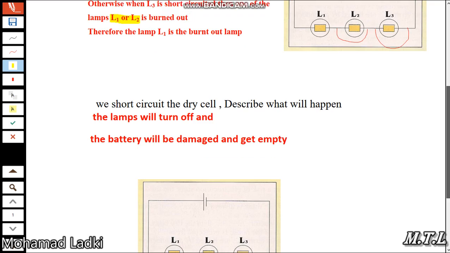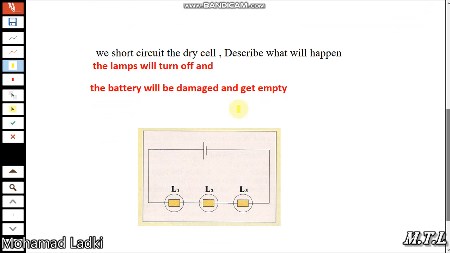In the second question, we short circuit the dry cell. When we short circuit the dry cell, we connect a wire across the terminals of the dry cell, so the electric current will pass in this wire from the dry cell and get back to the dry cell.